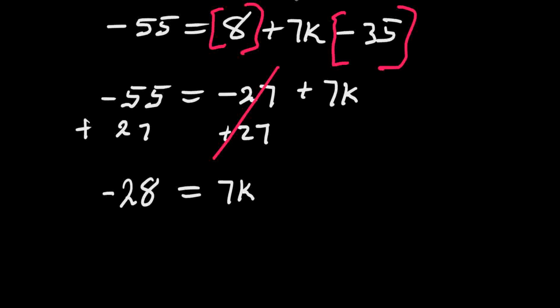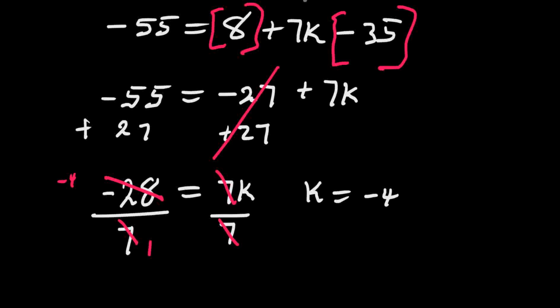So now let's divide both sides by the coefficient of k. So divide both sides by 7, and 7 is going to cancel 7 from here. 7 divided by 7 is 1, and negative 28 divided by 7 is negative 4. So k is equal to negative 4, and that is the answer to this question. I hope this is clear. All right, let's go on. Move on to the next one.